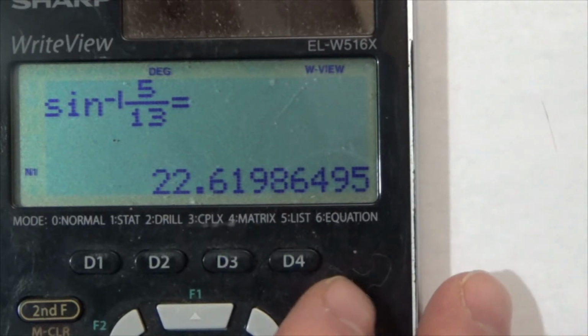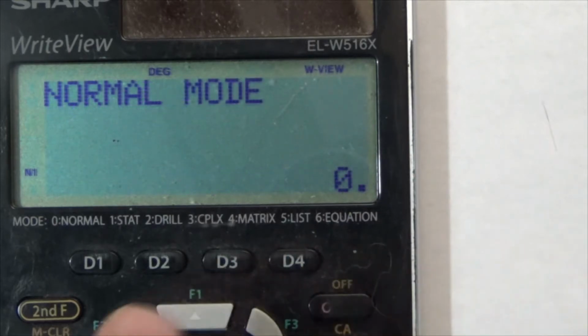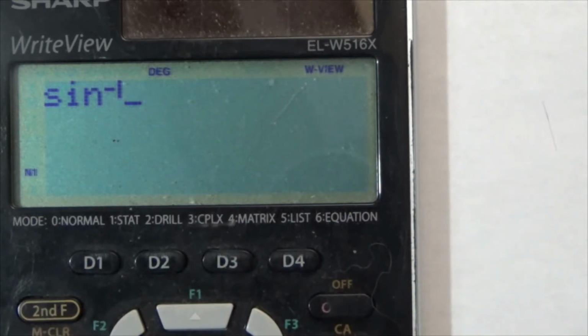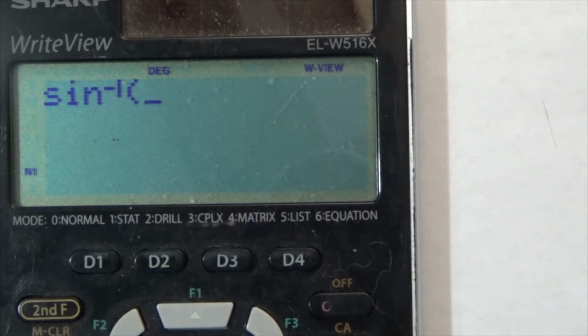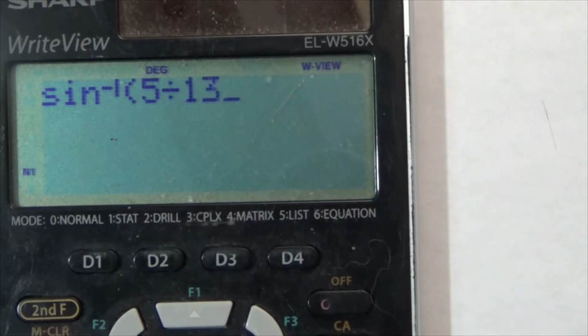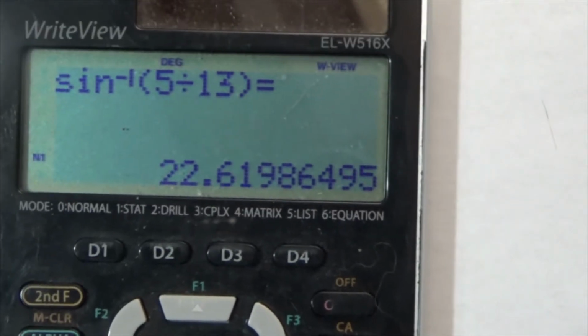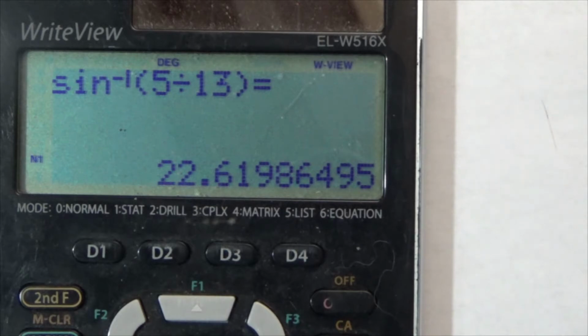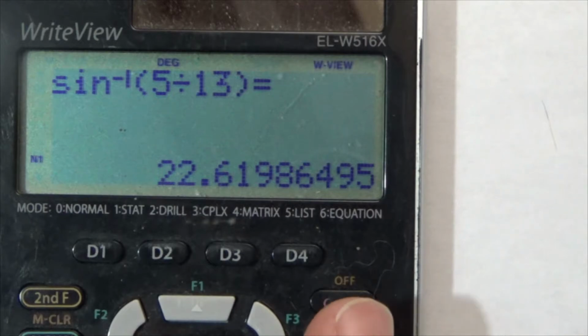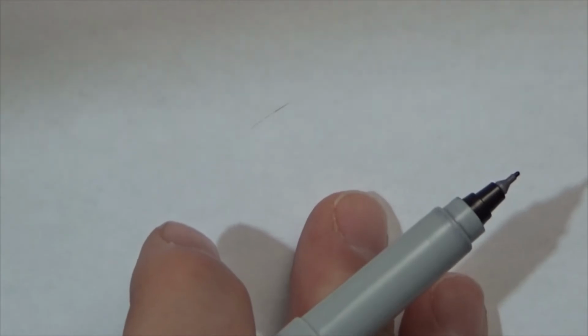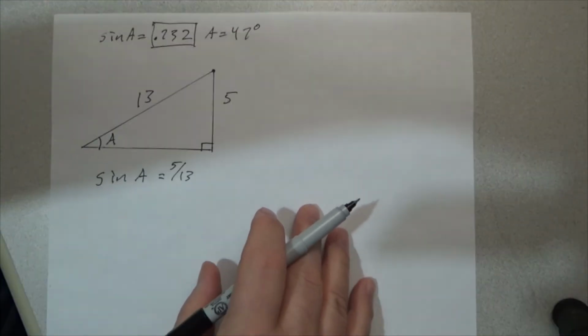22.62 degrees or so. If you don't have the fraction bar, you can say arc sine, start a parenthesis, 5 divided by 13, and close the parenthesis. You can put it in just like that. And then hit equals, and it gives you the same answer, 22.6 degrees-ish or so. Now the trick here is to understand what sides you're given so that you know what trig function to put in.